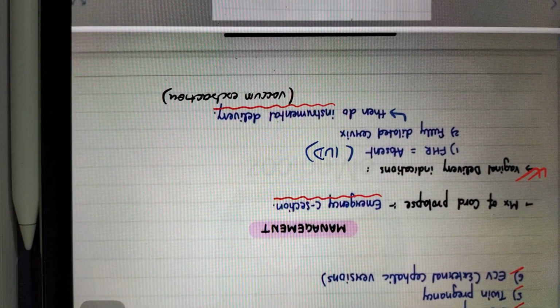Management of cord prolapse is emergency C-section. Indications of vaginal delivery are: if fetal heart rate is absent, indicating intrauterine death. In case of fully dilated cervix, then we can do instrumental delivery, that is vacuum extraction.